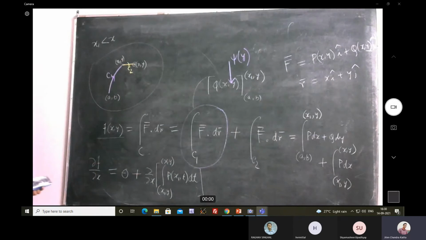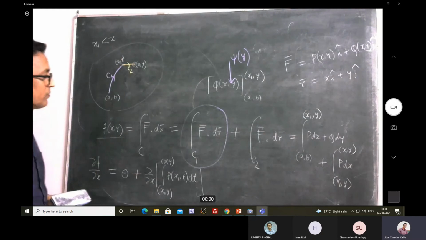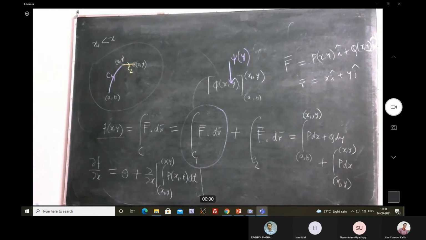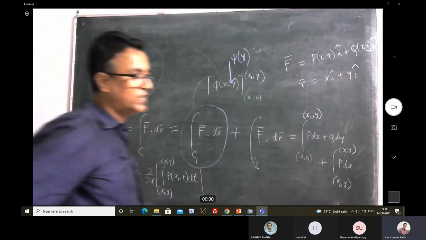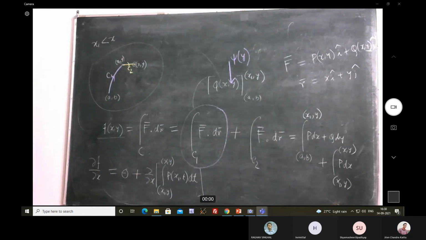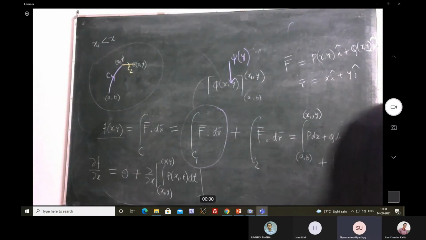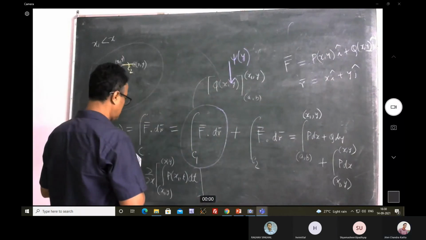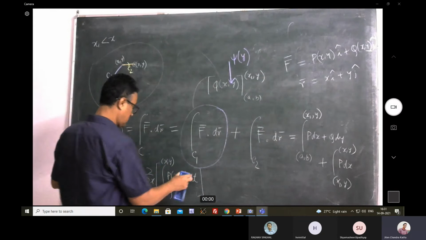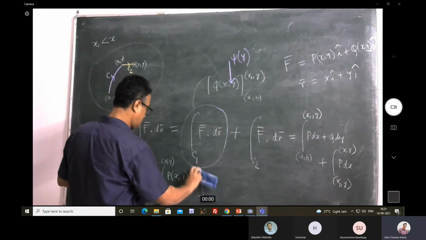I can write it something like this, right? Is it okay? Check whether I'm fine or not. The y variable is fixed. Why? I think I did it the wrong way. No, sorry. This is not dt, sorry.